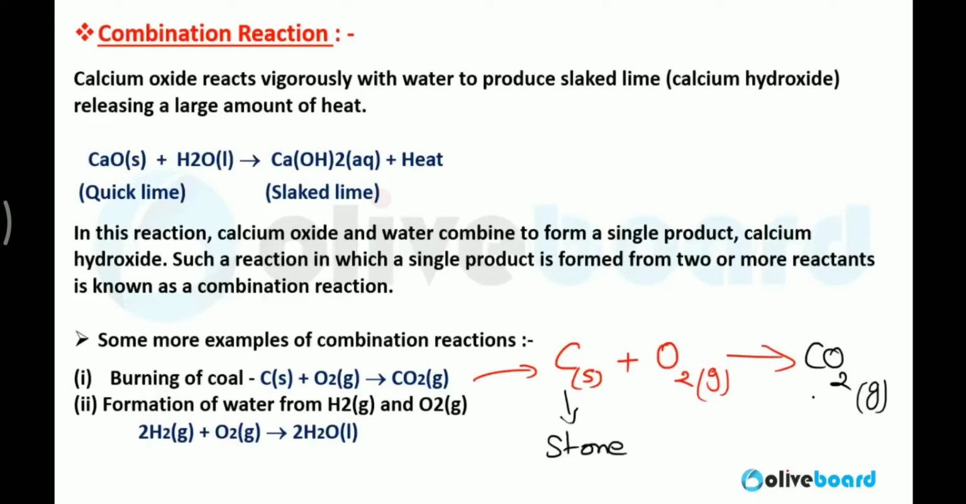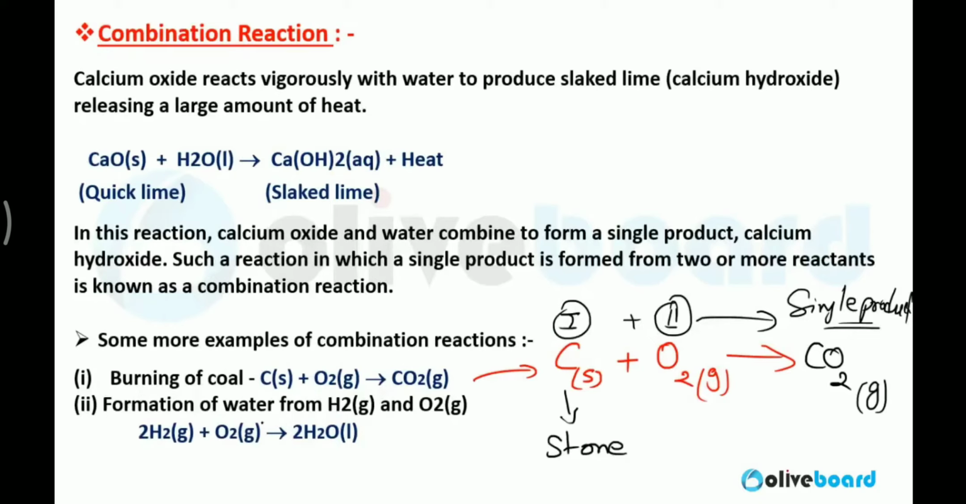It releases carbon dioxide gas in the atmosphere. So there are two reactants, and after combining, they converted into a single product. Clear? So this is the example of a combination reaction.